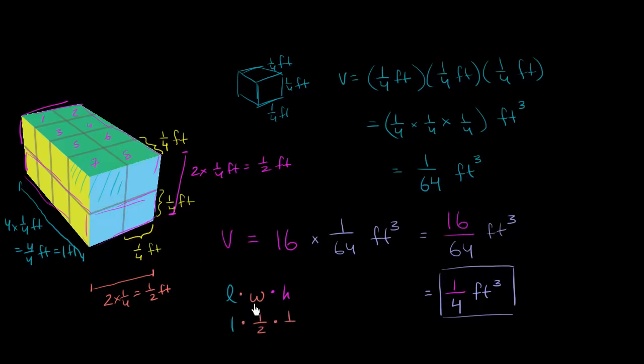And the height is another half. So it's 1 times 1/2 times 1/2. Well, that's going to be equal to 1/4. And this is a foot, this is a foot, this is a foot. So foot times foot times foot is going to be feet to the third power, or cubic feet. 1/4 of a cubic foot. Either way, we got the same result, which is good.